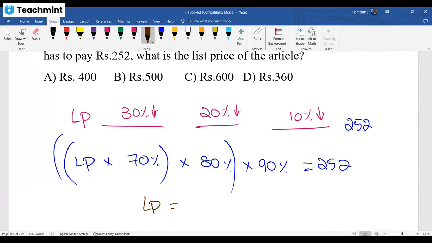Yes? 500. Do calculations fast. That's what decides your timer. 70% means 70 divided by 100. 80%, 80 divided by 100. Cancel on both sides. Check it out. Finally, you will get 500. See whether you got 500 or 600. What value? Check. 500 is the list price.